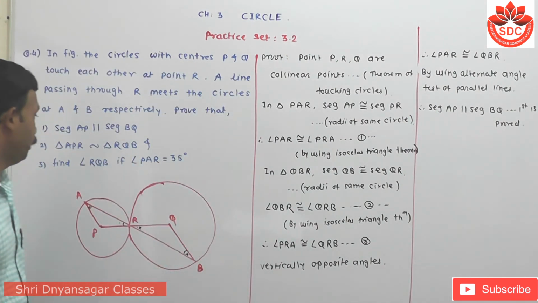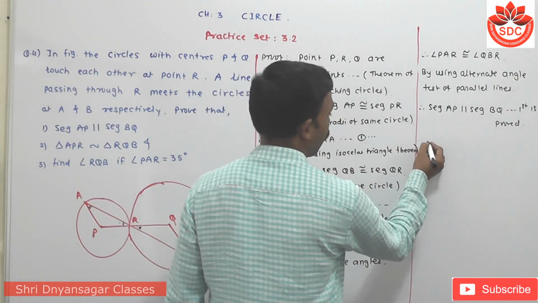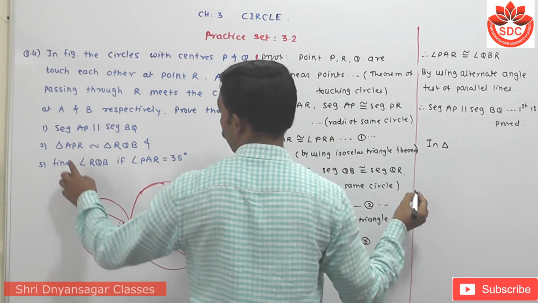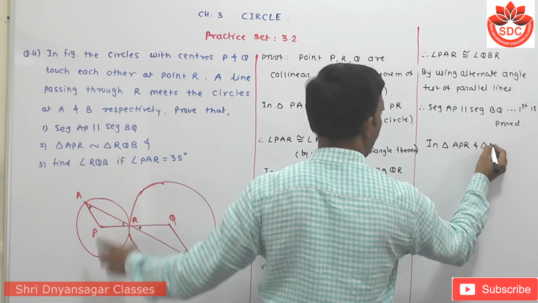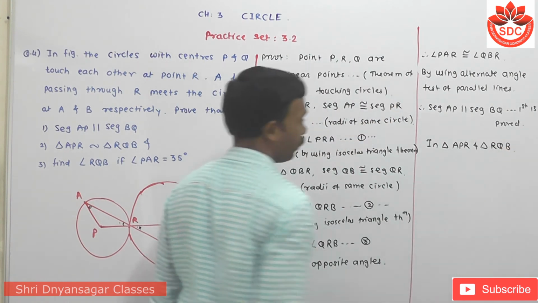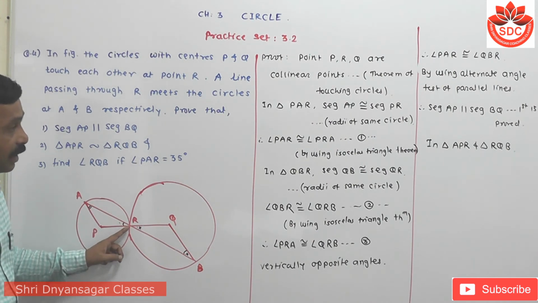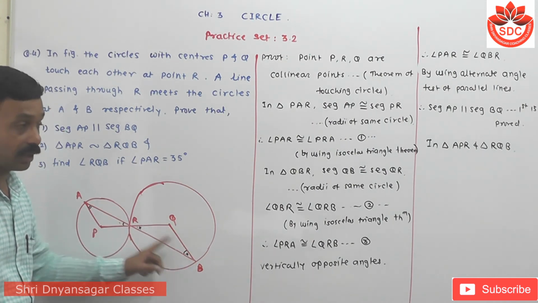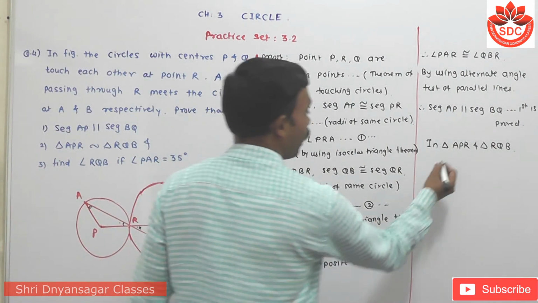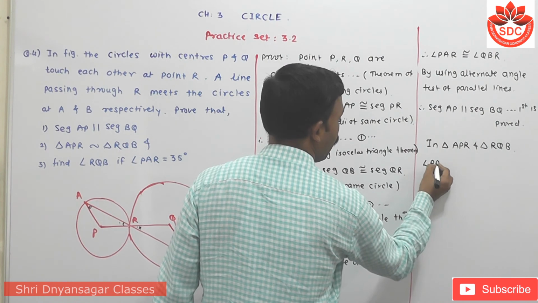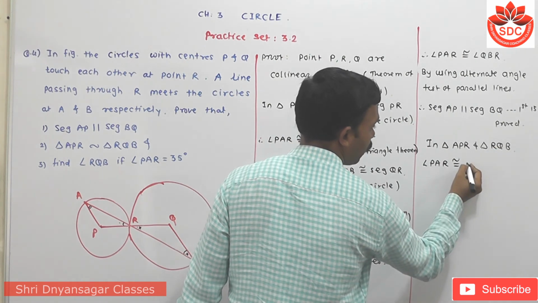For the second, we have to show that these two triangles are similar. So in triangle APR and the other one, triangle RQB, look at these two triangles, APR and the second one RQB. The correspondence, look carefully here. First, angle PAR is congruent with angle QRB.